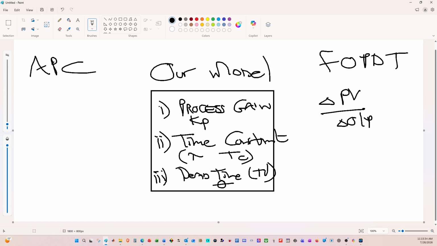Right, so in a nutshell, my model is going to be made up of 3 important components, and we need to make sure that we are going to address each of those. The better your model, the better your control is going to be.